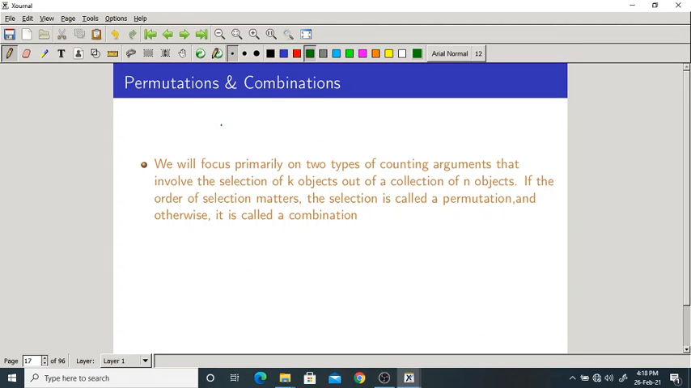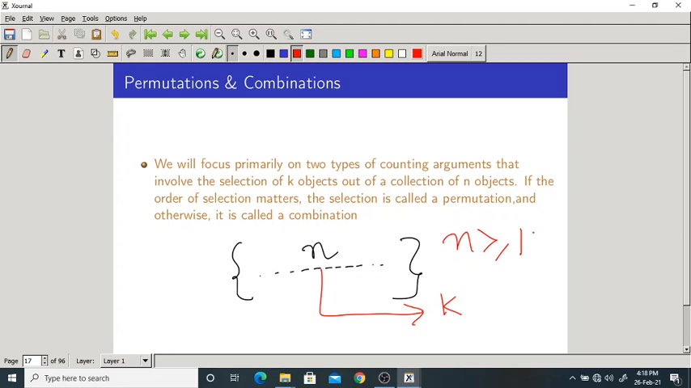Now we focus on permutations and combinations. You might have known all these things already, but let me briefly tell you what a permutation is and what a combination is. Suppose you have a collection of n objects. From n objects, you have to select k number of objects. Obviously, n will always be greater than or equal to k.